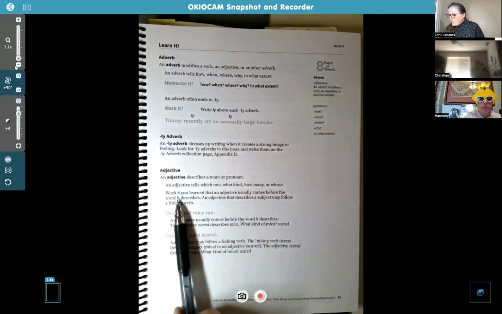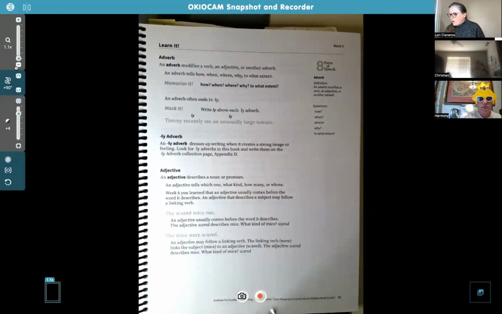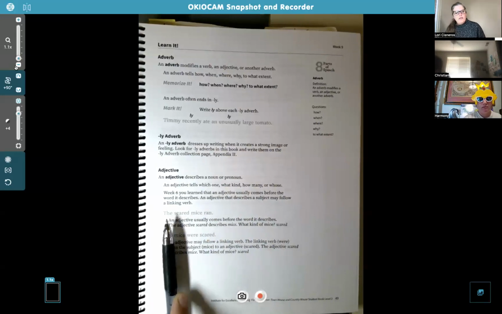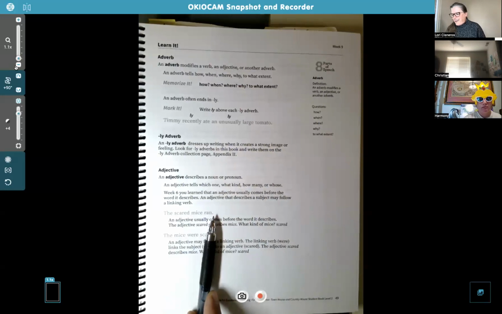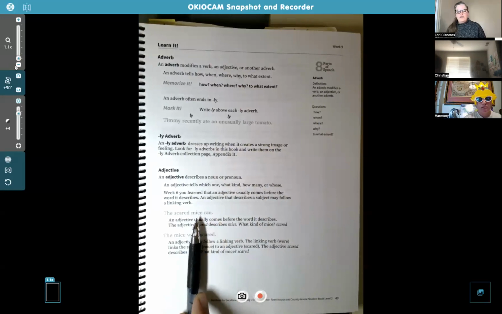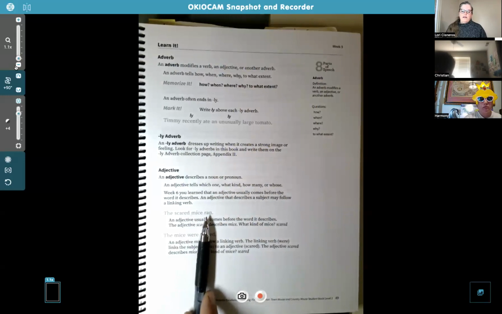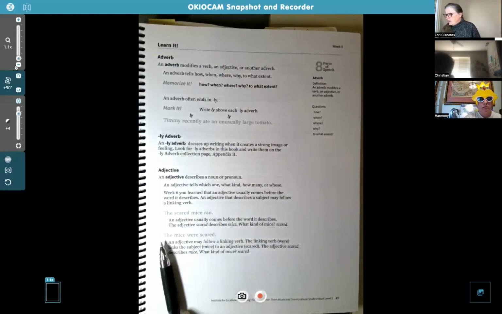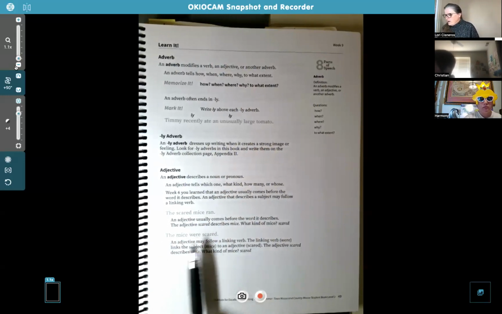You learned back in week 6 that it usually comes before the word it describes, and that's true. Look at this example here. The scared mice ran. So mice is your noun in that sentence. It's a thing or it's an animal. And if you ask which one, the scared mice, that tells what kind of mice. Actually it's more like that. What kind of mice is the scared mice? Here, the mice were scared.